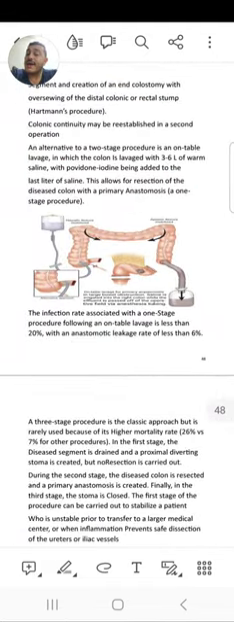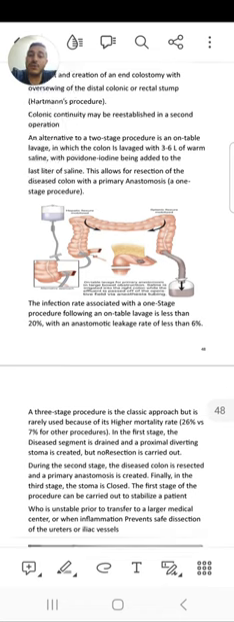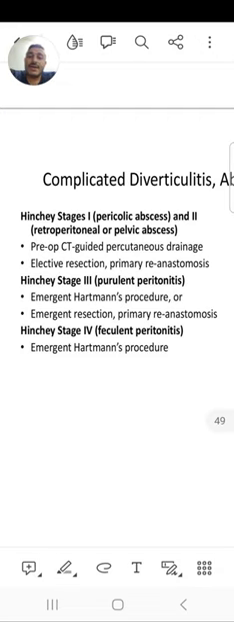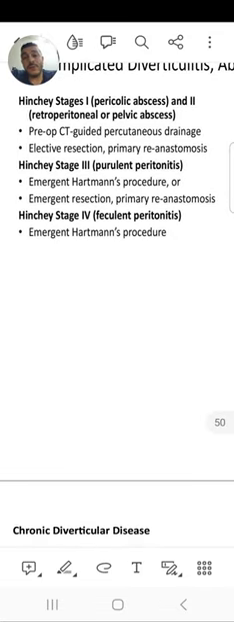Okay, we said Hinchey 4, we can proceed to resection, anastomosis, diverting ileostomy, or Hartmann, or just end colostomy. Here is a slide. It's not 100% true, but actually it says that if we are talking about Hinchey 1, which is pericolic abscess, 1B, and 2, which is pelvic or retroperitoneal abscess, we may need CT-guided drainage if it is feasible, and do elective resection later on with primary anastomosis. Hinchey 3, we remember, can even be treated electively with oral antibiotics, but eventually this patient will need surgery, in an elective way, not an emergency.